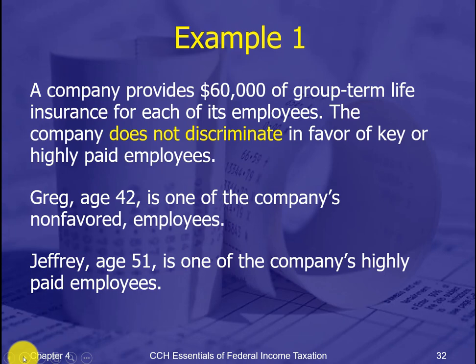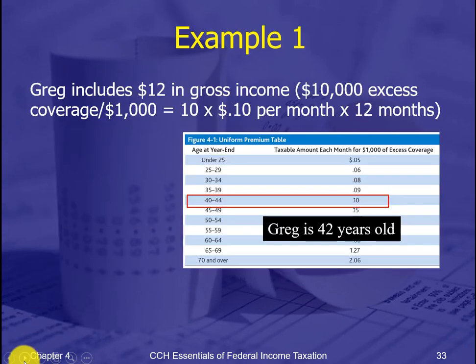So $60,000 for each of the employees does not discriminate. So Greg and Jeffrey both get this benefit. Greg is 42, so we calculate his using the 10 cents per month. All right, so he includes $12 of gross income. That's the 10,000 extra, 60,000 over 50,000, divided by 1,000. So that's $10,000 increments. Okay, times 10 cents per month times 12 months, like we talked about.